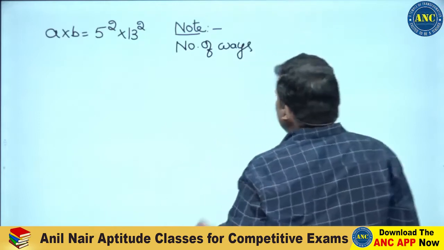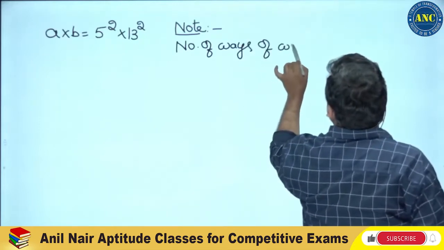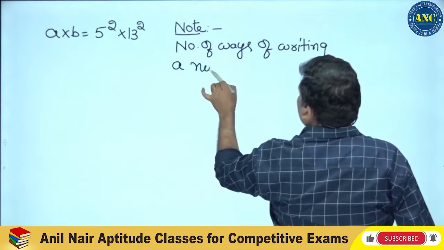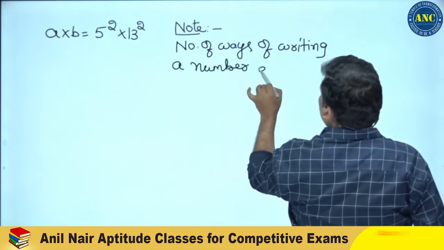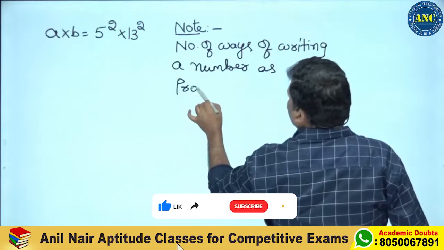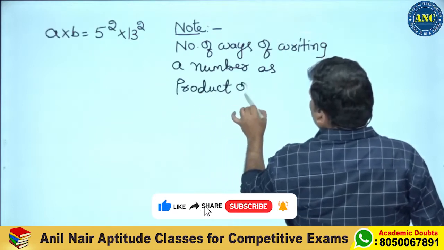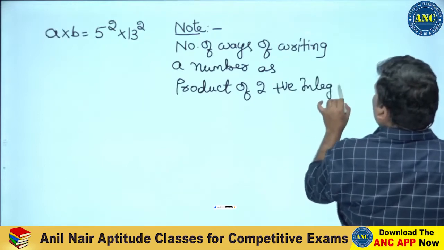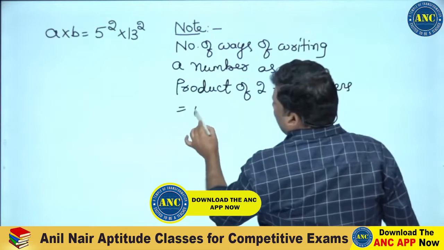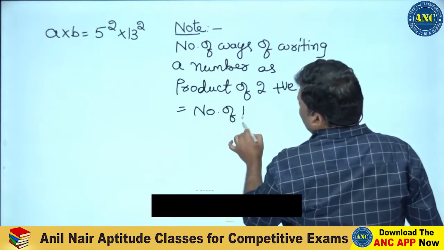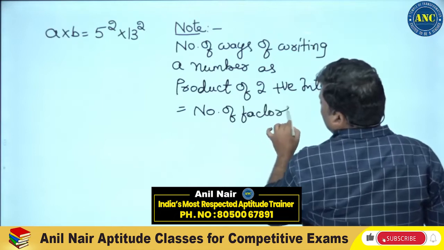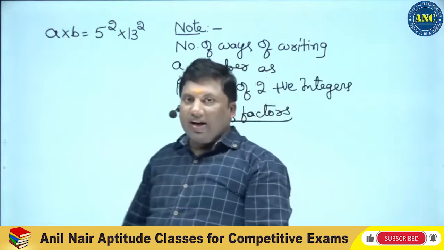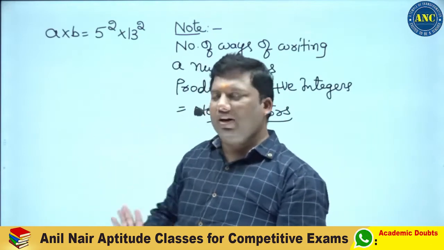All the students who are listening to right angled triangles for the first time, please write down and make a note of these fundamentals. The number of ways of writing a number as a product of two positive integers is equivalent to the total number of factors. Students who are preparing for CAT 2022, I will explain factors very, very slowly.